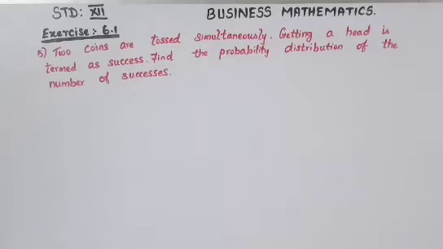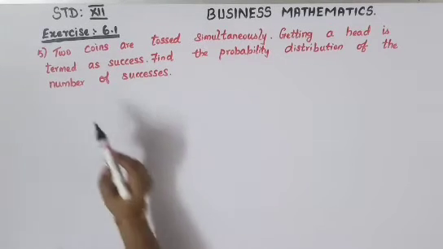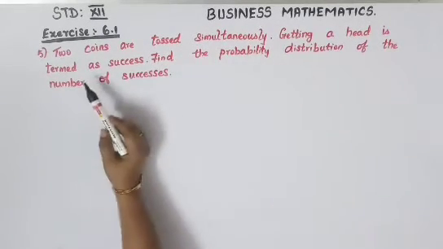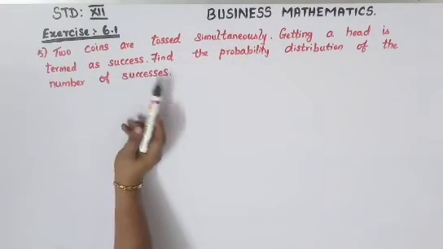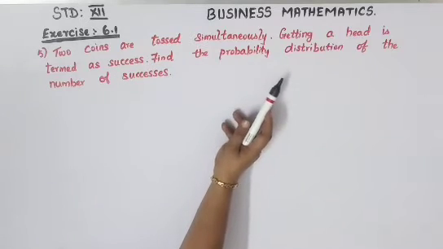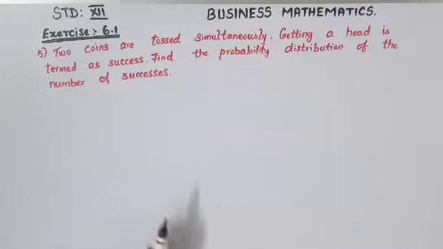Fifth question: two coins are tossed simultaneously. Getting a head is termed as success. Find the probability distribution of the number of successes. So they have given you two coins, tossed simultaneously. Getting a head is called a success. Then you will have to find the probability distribution of the number of successes.